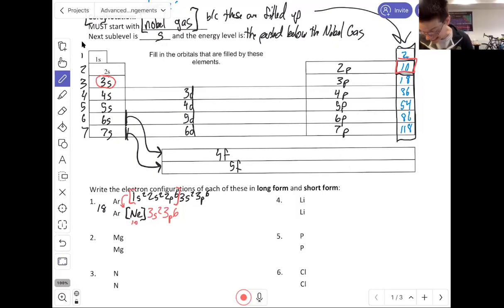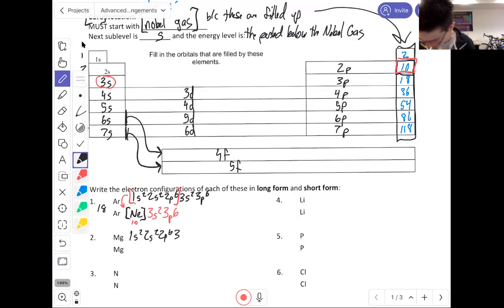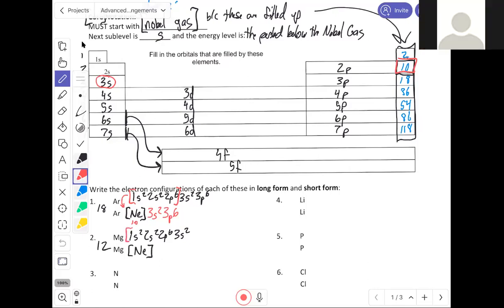So magnesium, we had written before, was 1s2, 2s2, 2p6, 3s2. It's 12. What noble gas is smaller than 12? Neon again. So neon is storing 10. How many do I have after that? Only 2 left. It's storing all of those, and all that's left is the 3s2.